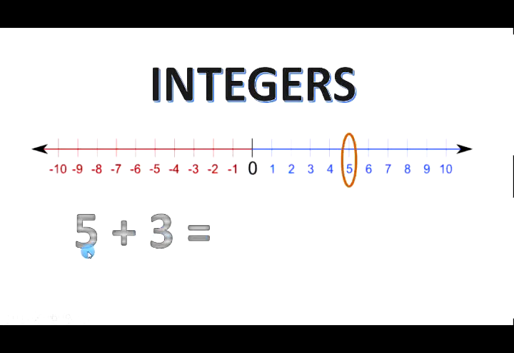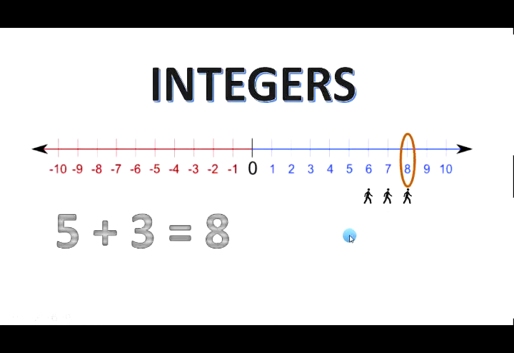We know the answer is 8, but let's take a look at how you would use a number line. First of all, you would start at the first number in your addition problem. You would start at 5, on the number line. And I'm going to add 3, so I'm going to add 1, I'm going to add 2, I'm going to add 3. So 5 plus 1 plus 1 plus 1, and I end up at my result, which is 8.